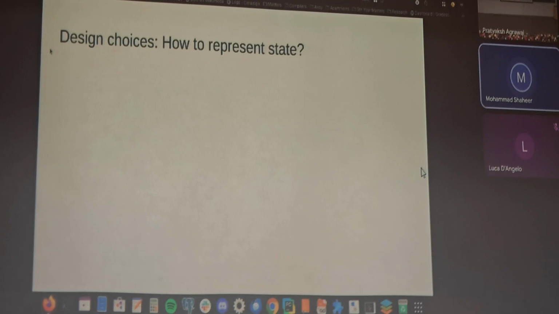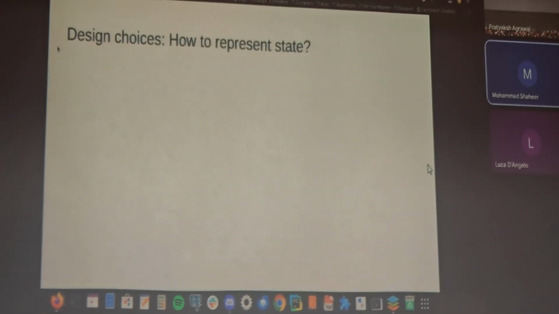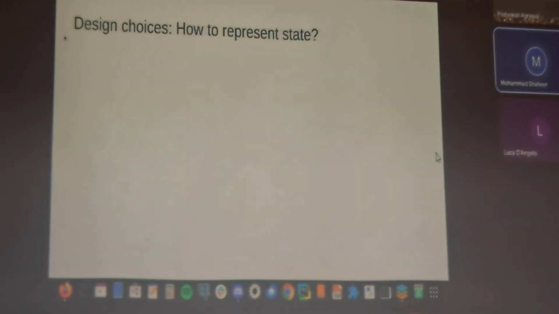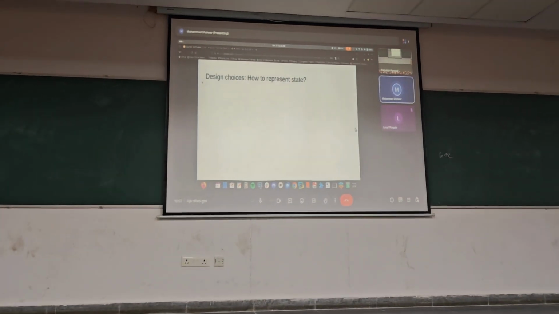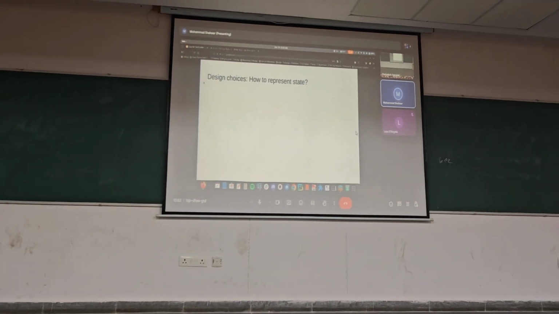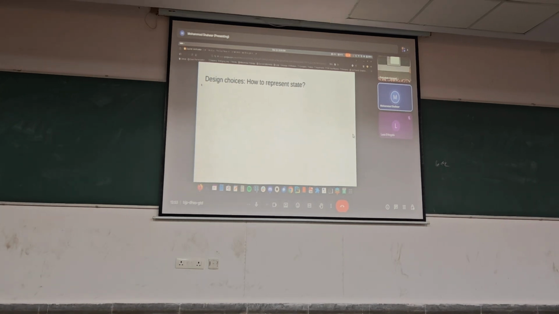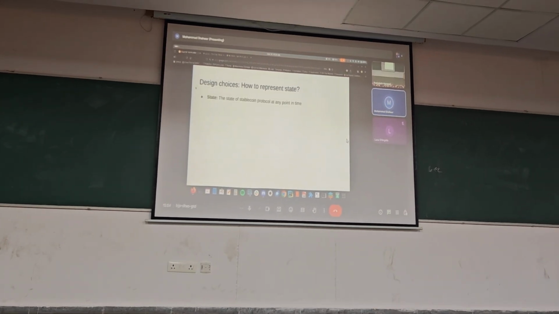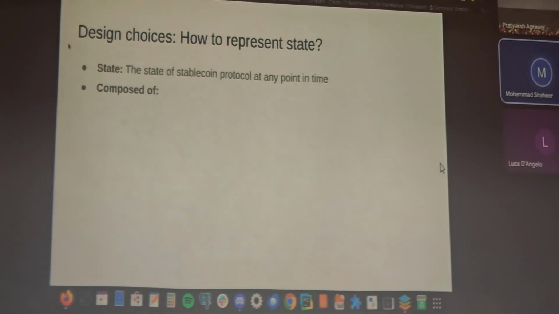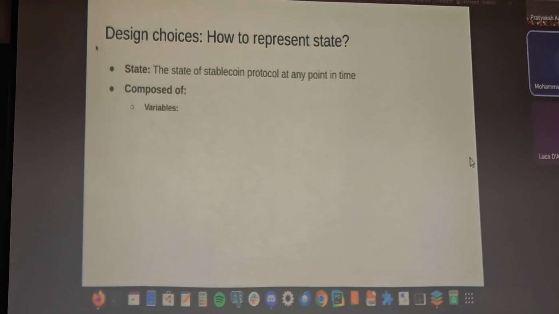So what do I mean by state? In any stablecoin protocol or any software implementation, you have this notion of state, which represents the state of the real world at any point in time. So for our purposes, it's the state of the stablecoin protocol at any point in time, and it's composed of some variables which vary with time.